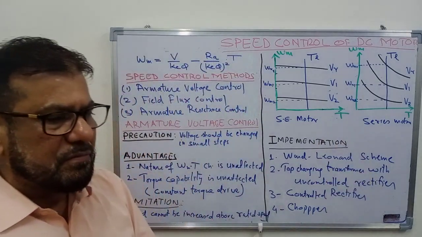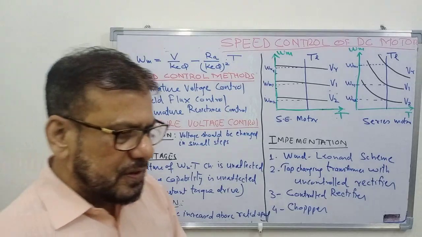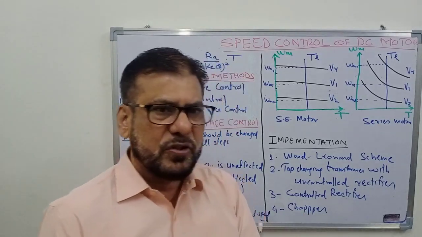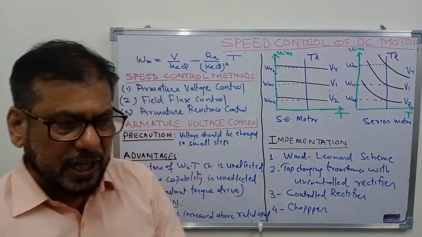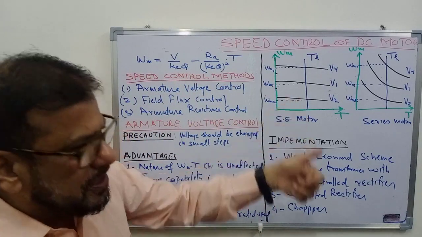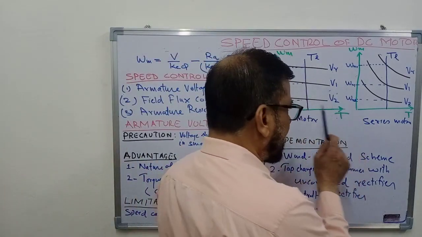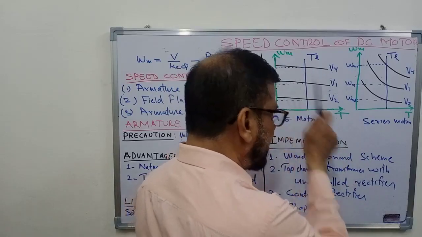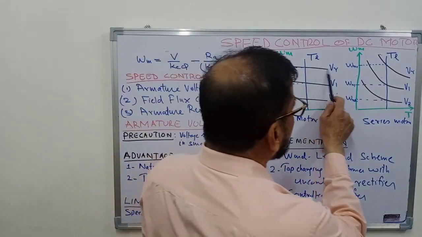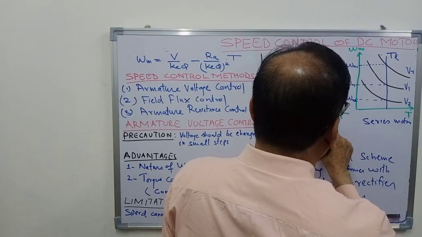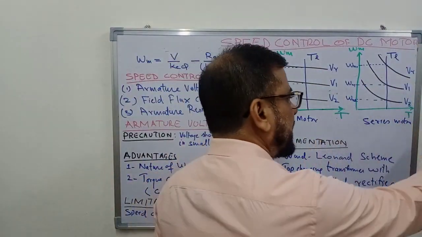As soon as we change the voltage, the current drawn by the motor will change. That is (V minus E) upon Ra. Speed will not change instantaneously because it has a high mechanical time constant. It will take some time. So immediately the current will change. This is the speed versus torque characteristic, and the speed versus current characteristic has the same nature. The characteristic is somewhat like this, and the current drawn by the motor will be very high.